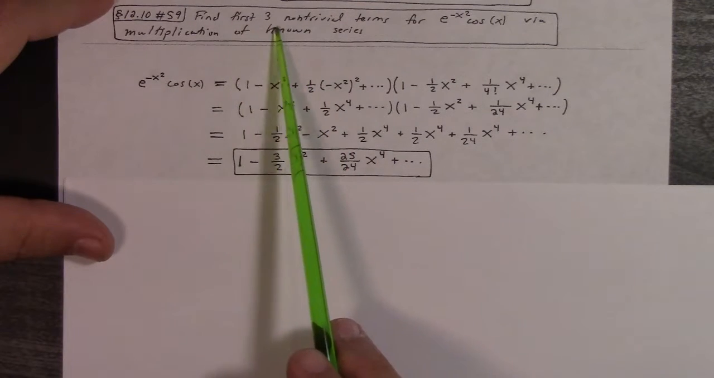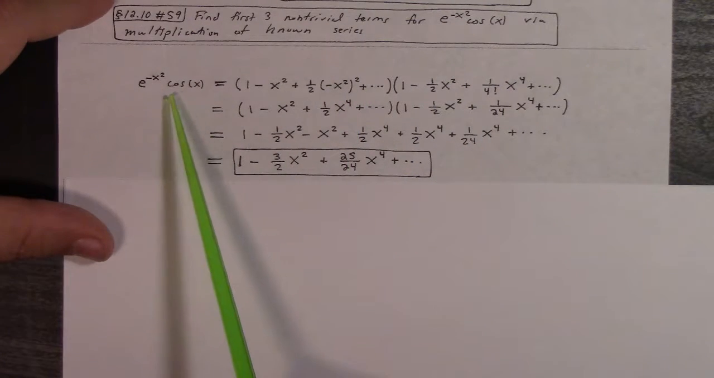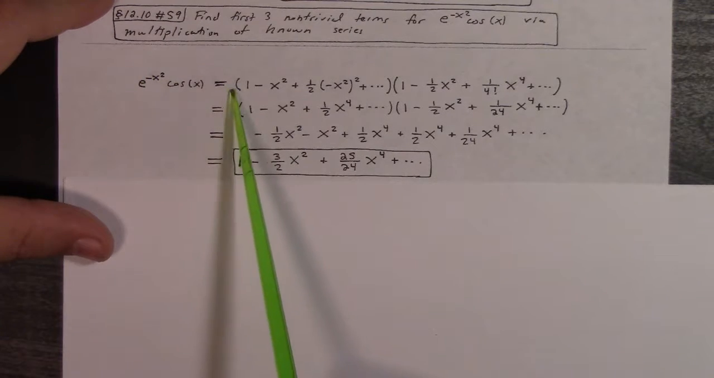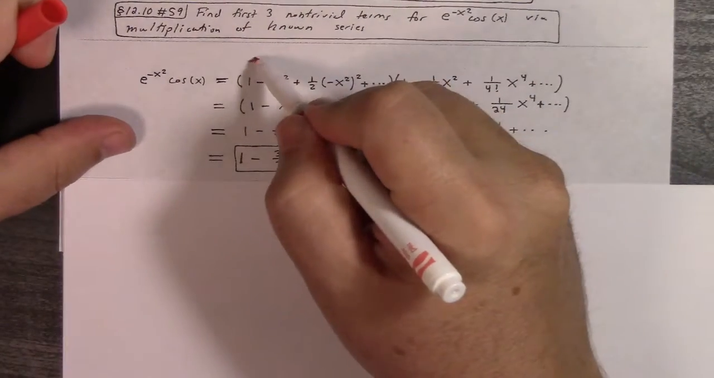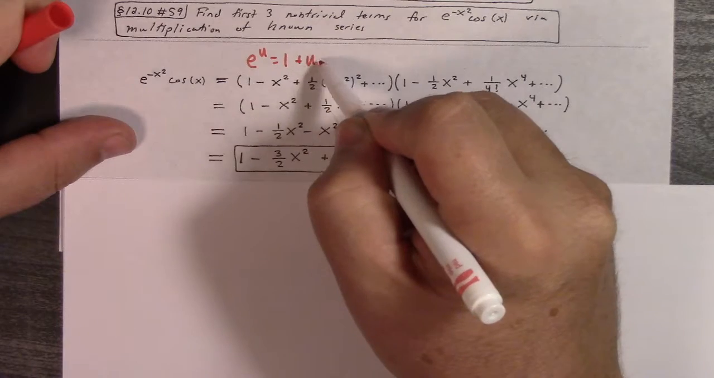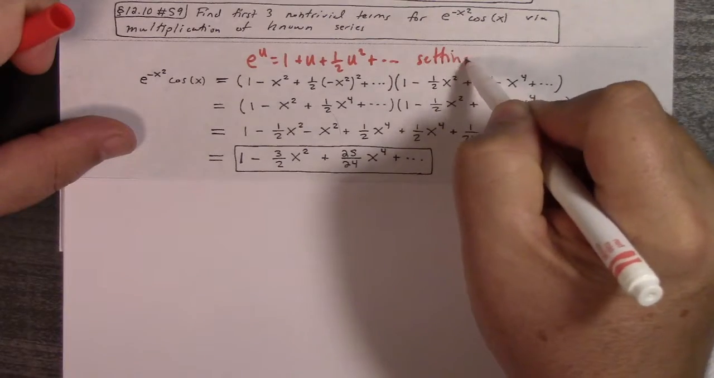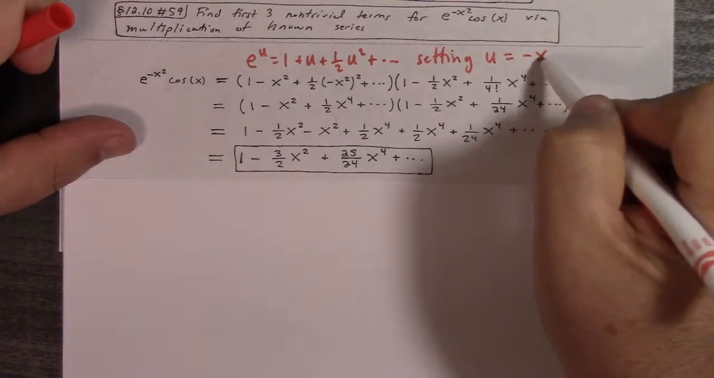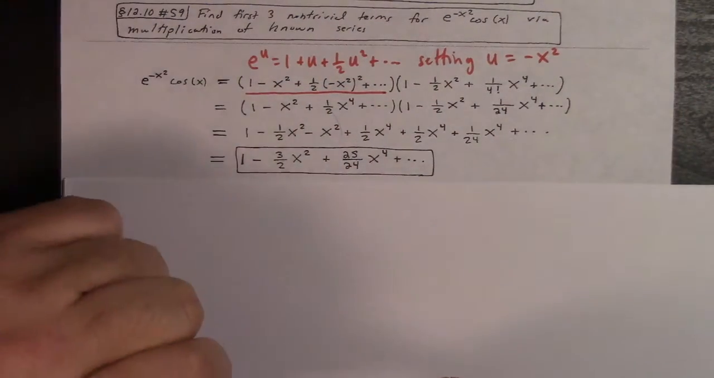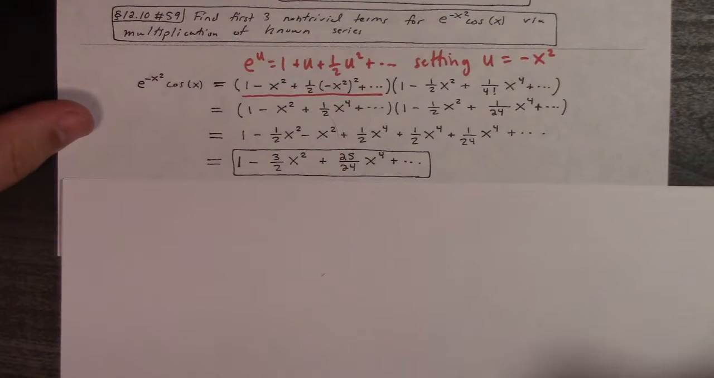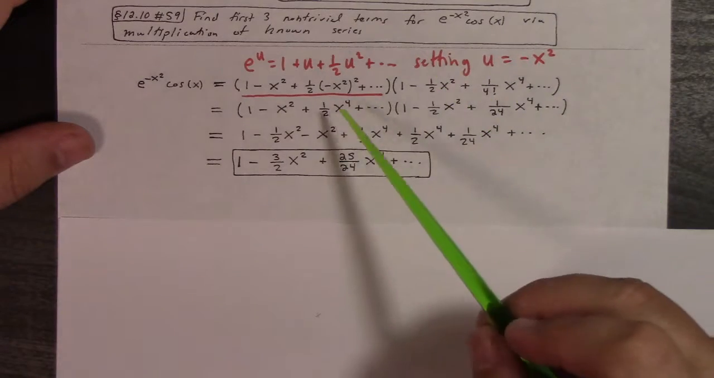Problem 59, find the first three non-trivial terms in e to the minus x squared times cosine x via multiplication of known series. We know how to find the power series for e to the minus x squared by substitution into the exponential series. That was e to the u is 1 plus u plus 1/2 u squared plus dot dot dot, and I'm setting u equal to minus x squared. That's how I got this piece right here. Now the other piece is just the Maclaurin series for cosine, which you should have memorized sometime soon. And there it is.